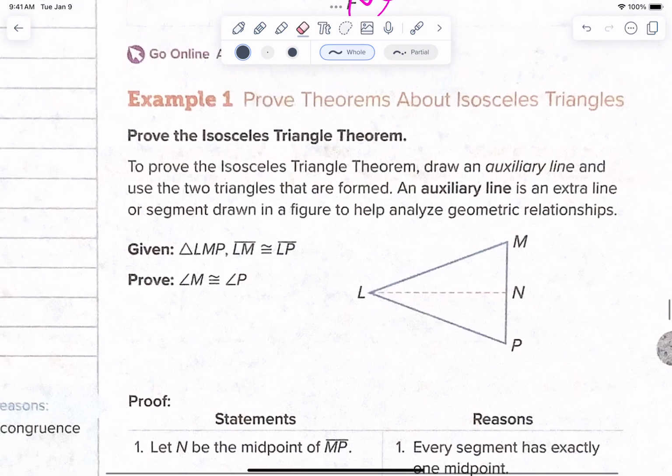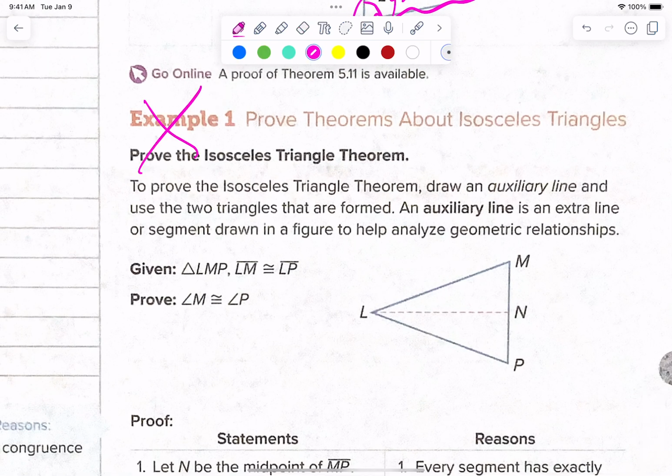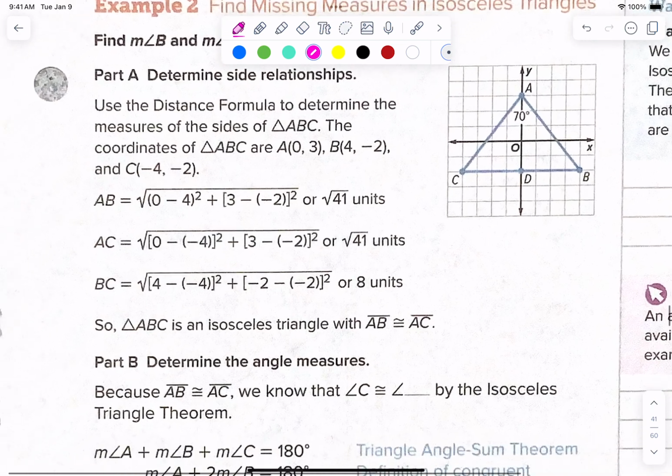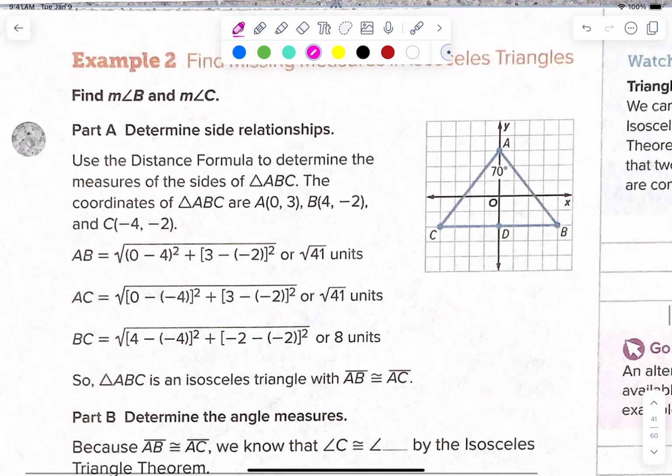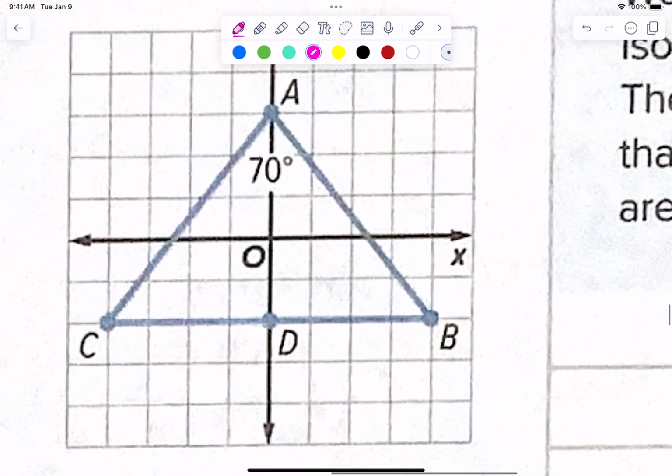Let's do an example, and I'm not going to do the proof. We're going to skip to example 2, which is the top of the next page. All right, example 2. This is kind of a pain in the butt. So no proofs, but this one's kind of a pain in the butt. It wants us to find the measure of all the angles, angle B and angle C. Now, before I do that, I know that this is 70. That's all I'm given, right? I need to find what angle B and angle C is.